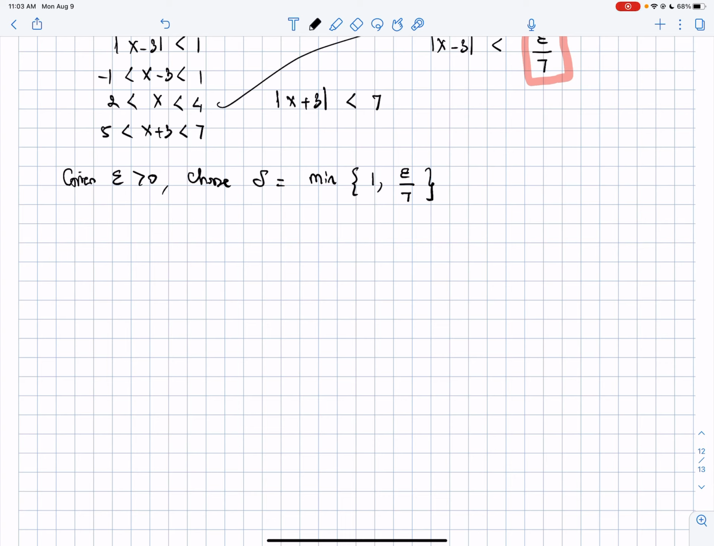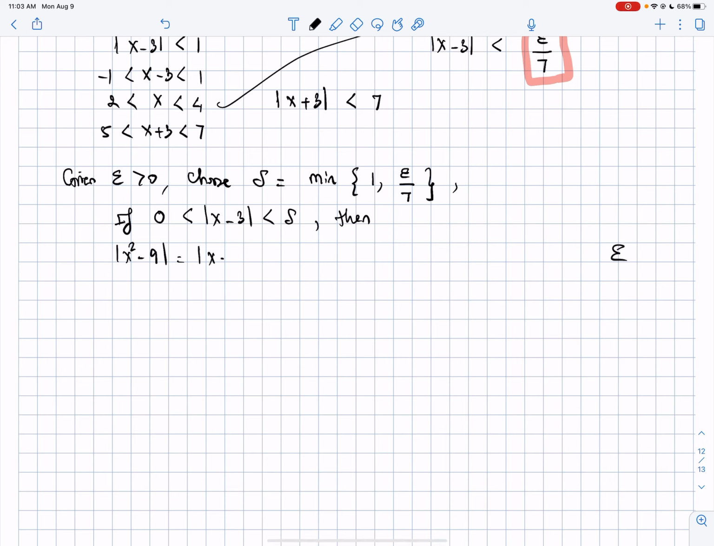Okay. Then if we have 0 less than the distance from x to 3 less than delta, we will have the distance from the function to 9 equal. And of course, this is what we want at the end, the epsilon, okay? So in this step we verify that this works for the choice of the delta.